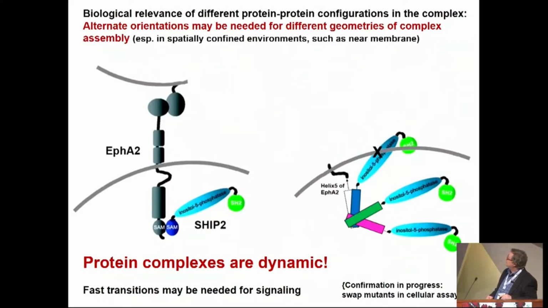Why would we want to have different configurations of these complexes? While near the membrane, some of these would be disallowed, for example, due to geometric restraints. So protein complex dynamics makes sense.